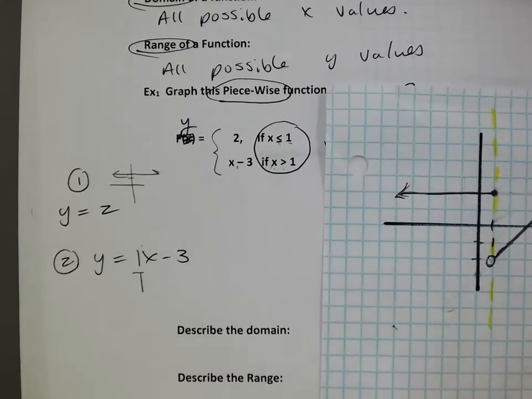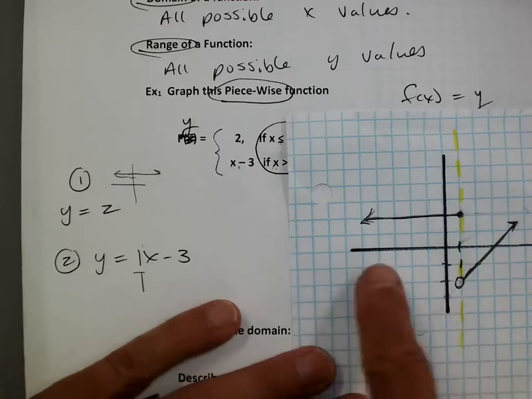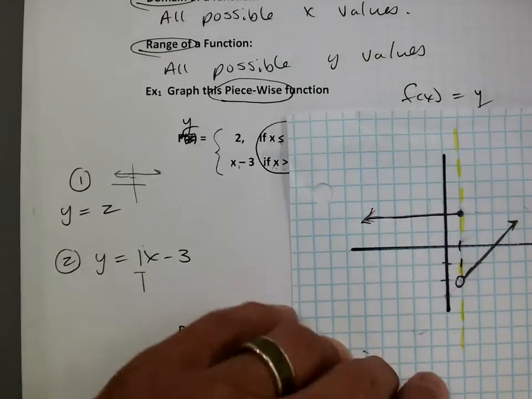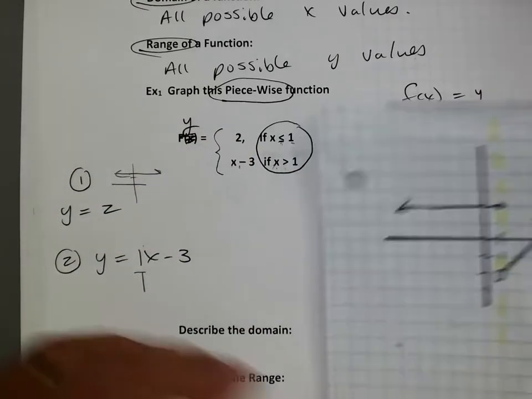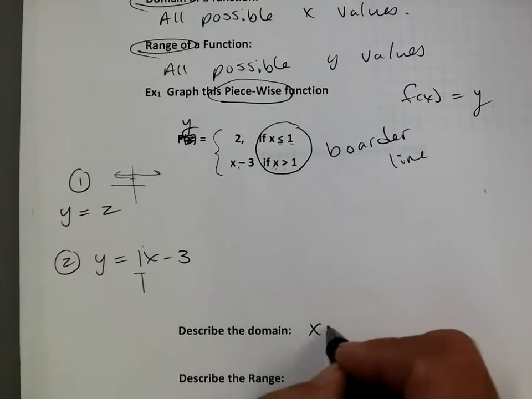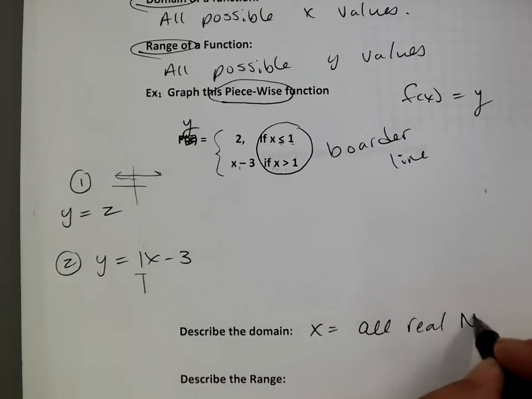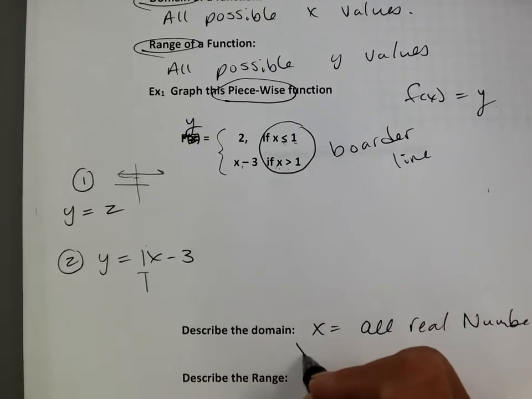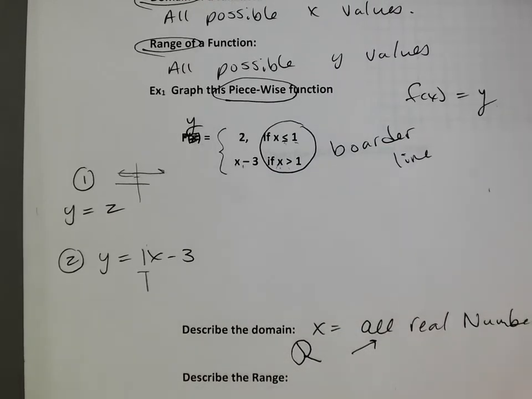Domain, all possible x values, okay? So these are the x values. Well, this thing seems to go forever this way and forever this way. So we would say that it has every possible x value. The domain is x equals all real numbers. Another way to put that is the capital cursive R, which is the symbol for all real numbers. You can either write all real numbers or put the cursive R.